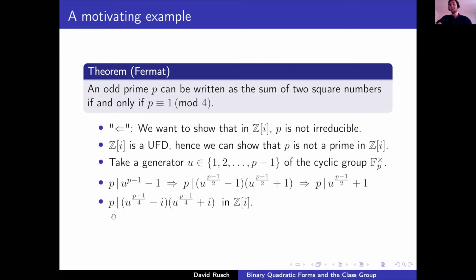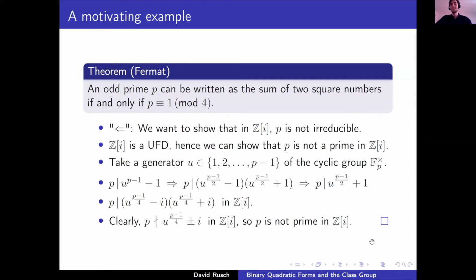And in fact, it's quite easy to see that P doesn't divide both of these numbers, because if we write the product of P and some Gaussian integers, then we see that the real part and the imaginary part are both divisible by P. This is clearly not the case here. I mean, the imaginary part here is minus 1, and the imaginary part here is 1. So we conclude that P is not a prime in Z adjoin i, and that finishes the proof that we can actually express P as a sum of two square numbers.